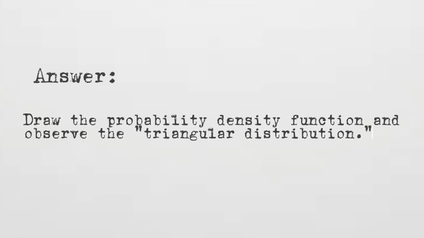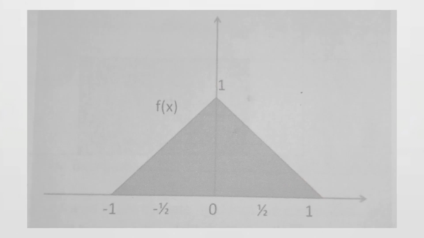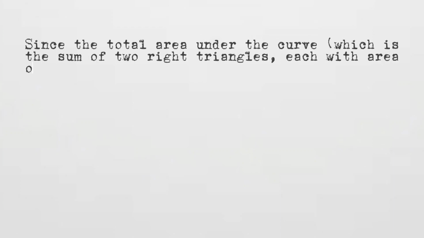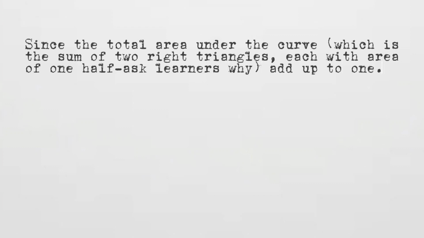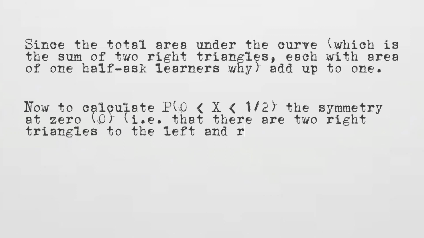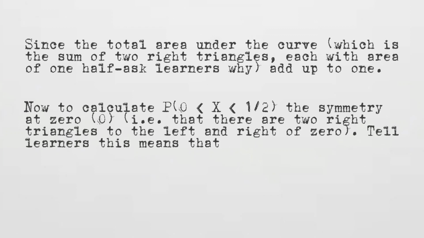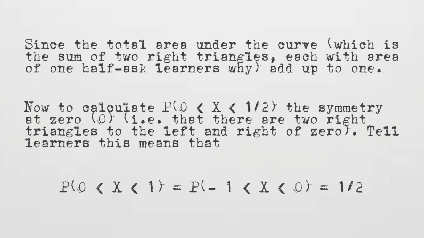Answer. Draw the probability density function and observe the triangular distribution. So this is the triangular distribution. Since the total area under the curve, which is the sum of two right triangles, each with an area of 1/2, adds up to 1. Now to calculate P(0 < x < 1.5), as we can see, there are two right triangles to the left and right of 0. This means that P(0 < x < 1) = P(-1 < x < 0) = 1/2.